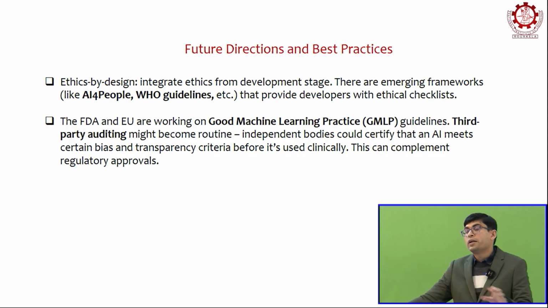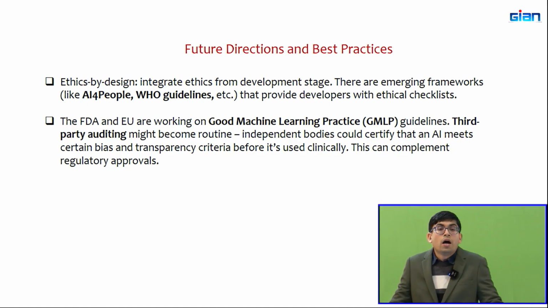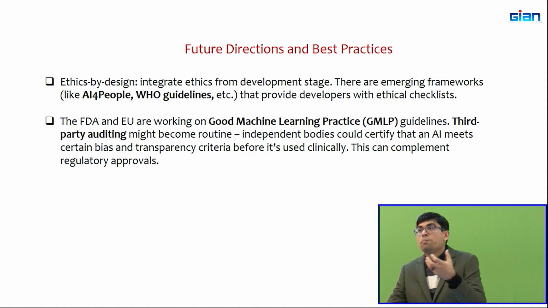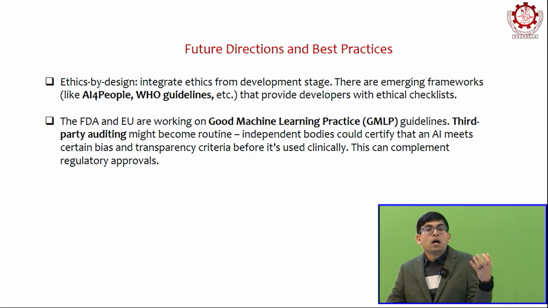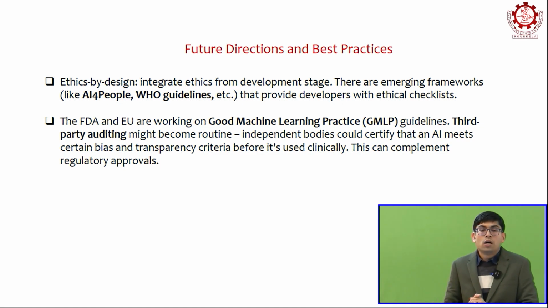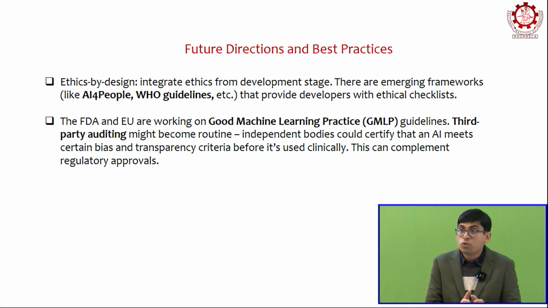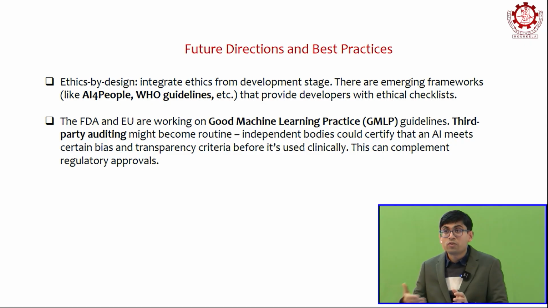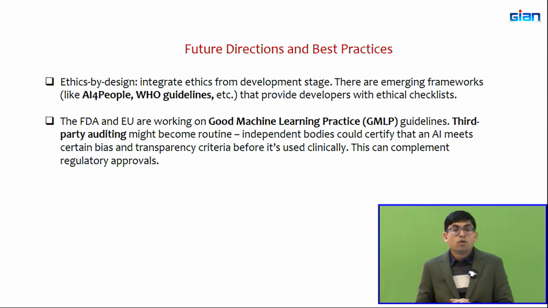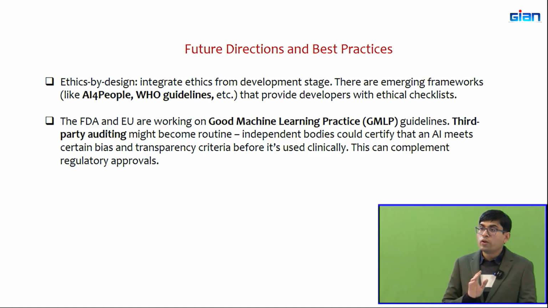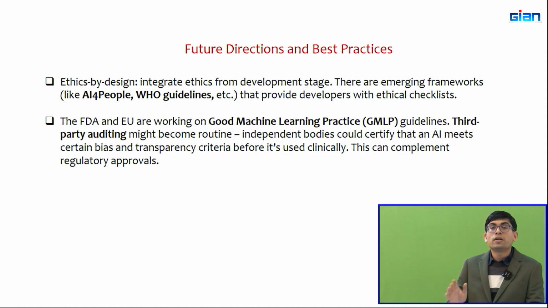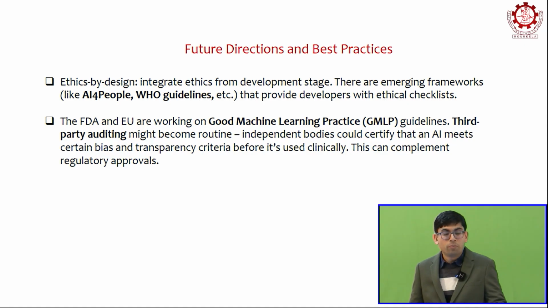There should be third-party auditing if possible, and this should become more routine. So independent bodies could certify how the AI models that are currently in the clinic meet the current standards of bias and transparency, not just before their use, but also while they're used. So continuous evaluation of this. And this can complement the regulatory approval. The regulatory approval, once it's done, it's done. But we should have quality checks in place while the model is being deployed.